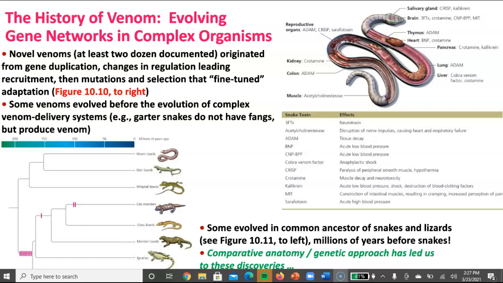So there are lots of novel, unique venoms. There are at least 24 that have been documented, and they have all originated from gene duplications and changes in gene regulation. Through these changes, that has led to gene recruitment. Hey, we're going to use you now for a new function, a new job. We're recruiting you. And then mutations and selection fine-tuned these adaptations, giving rise to these very complex cocktails and different lineages of venoms.